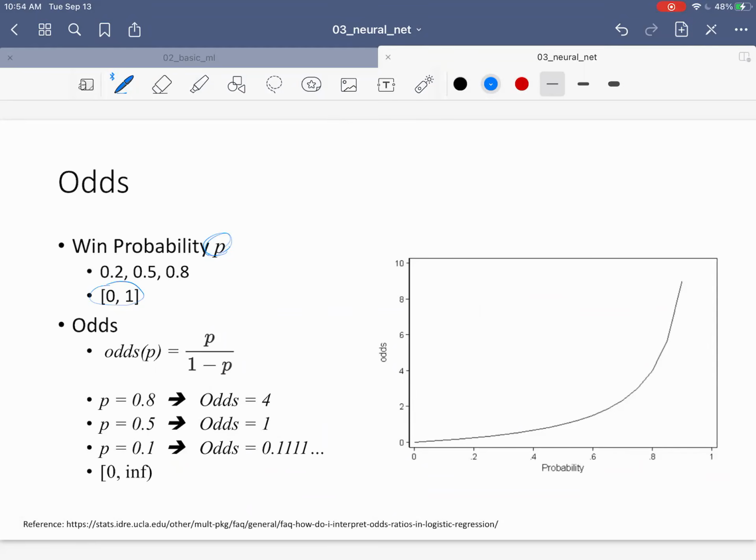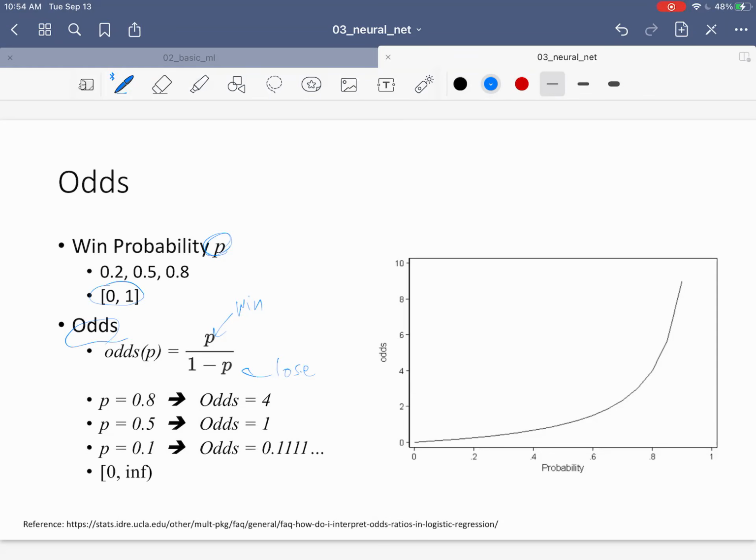And you can convert your win probability into win odds. So odds is like this. It's a ratio between your winning and your losing. So this is your winning, and this denominator is your losing. So it's a ratio between win and lose. And the more likely that you win, the larger your odds will be.